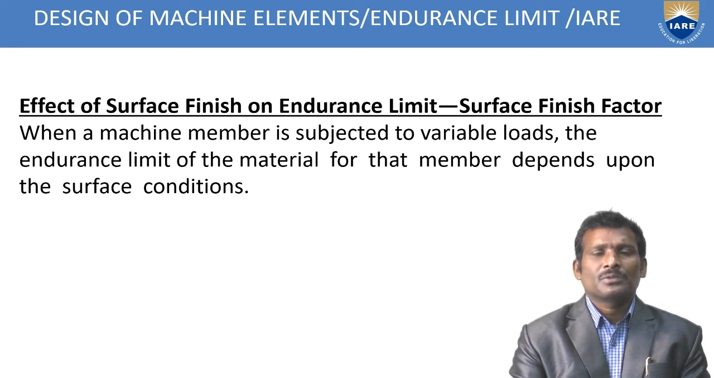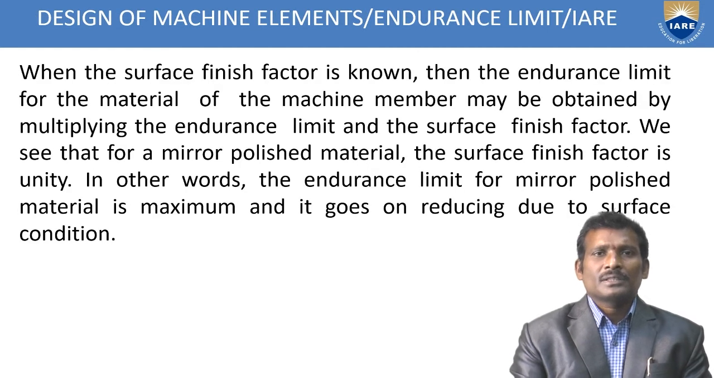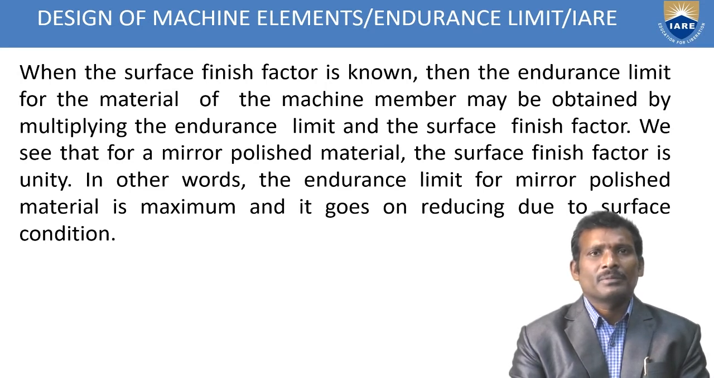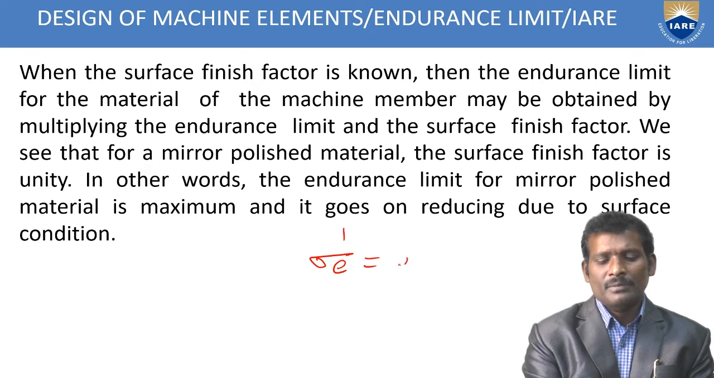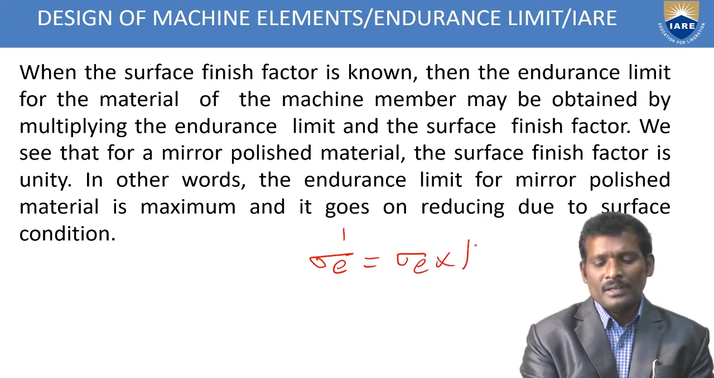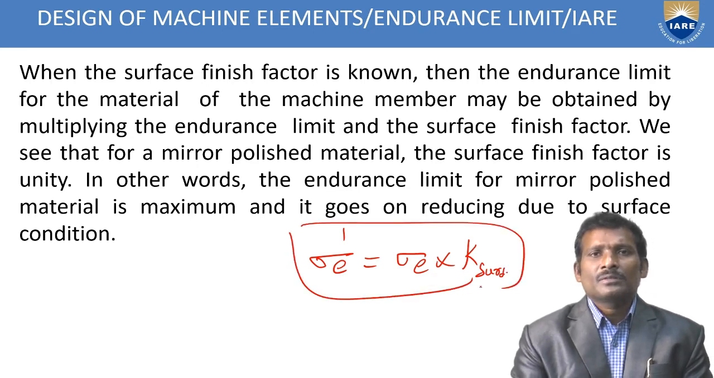When a machine member is subjected to variable loads, that is fluctuating loads, the endurance limit of the material for that member depends upon the surface conditions. When the surface finish factor is known, the endurance limit for the material of the machine member may be obtained by multiplying the endurance limit and the surface finish factor. So here, sigma E dash, the final one, is sigma E multiplied with K surface. We will get the endurance limit for a particular material.